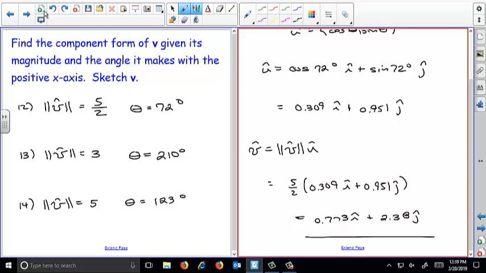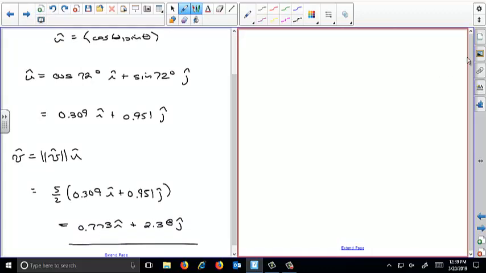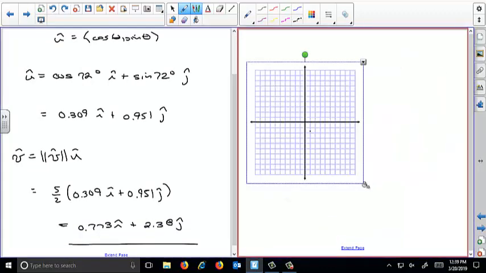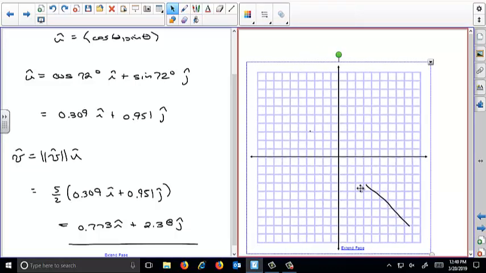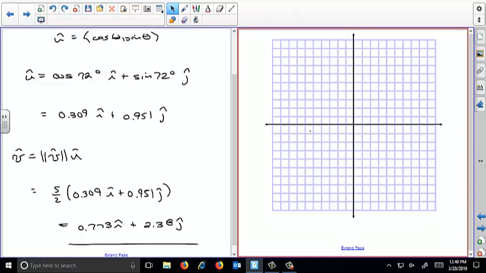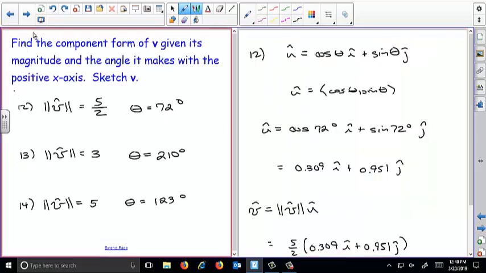Let's go ahead and sketch it. This is going to be a short vector because I'm going to define the limits of the coordinate system there, but we go 0.7 something this way and 2.38 that way. So that's just an approximation. This angle here is 72 degrees. Okay, let's go back and do the next one. Same kind of deal.